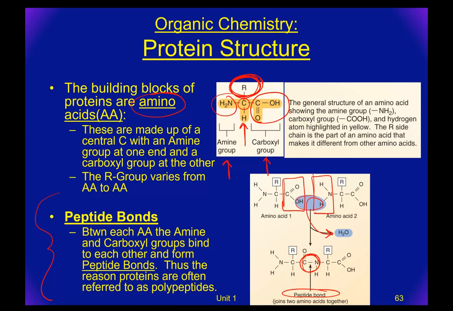When you have several amino acids bound together this way, though, you will call it a polypeptide. You can call it a polypeptide depending on what you're building. I guess how big and how many of these amino acids you have in the chain.